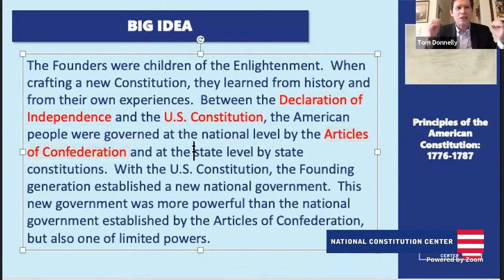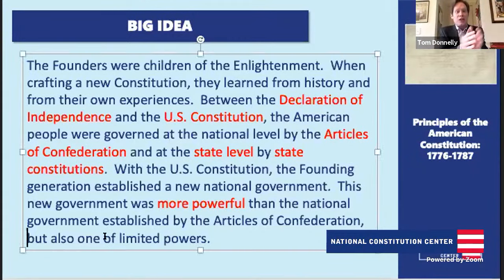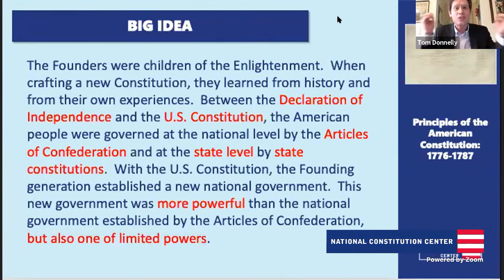And when they created their new Constitution, they were looking to create a new national government that was more powerful than the national government established by the Articles of Confederation, but also one of limited power. So there's a way in which they're looking to learn from old experiences, lived experiences of their own, but also try to adapt them to this new situation, creating this new Constitution. The big question for us, really, I think, is what did the founding generation learn from those intervening years, from the Declaration to the US Constitution? It's only a little over a decade.